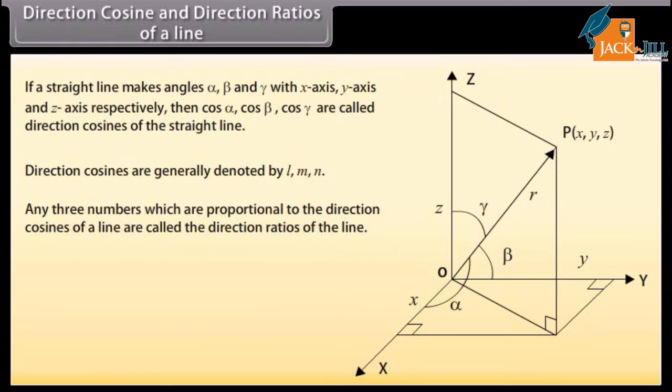Any three numbers which are proportional to the direction cosines of a line are called the direction ratios of the line. If A, B and C are direction ratios of a line, then A equals lambda L, B equals lambda M, C equals lambda N.